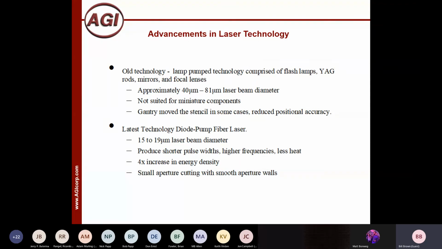Especially as components started getting smaller and smaller and apertures got smaller and smaller to follow that. So the latest laser technology, now we're down to 15 to 19 micron beam sizes. So shorter pulse widths, frequencies, so they cut a much smoother aperture wall. And of course that increases your transfer efficiency, and that also reduces potential voiding issues.